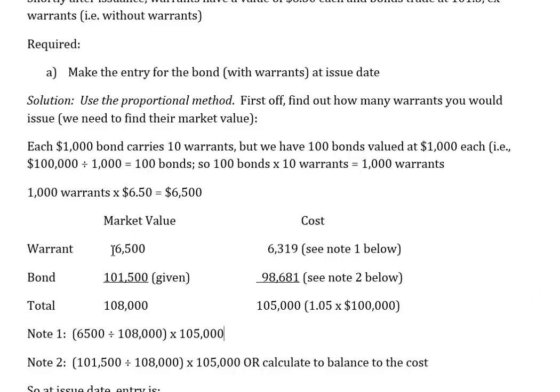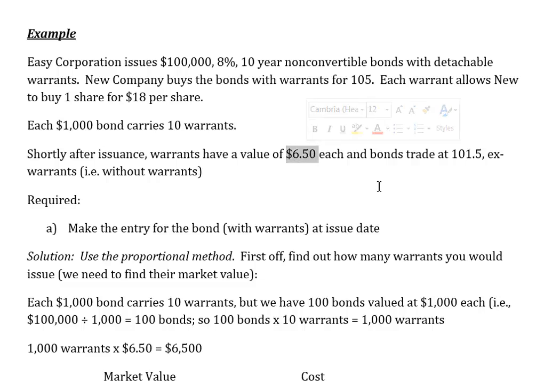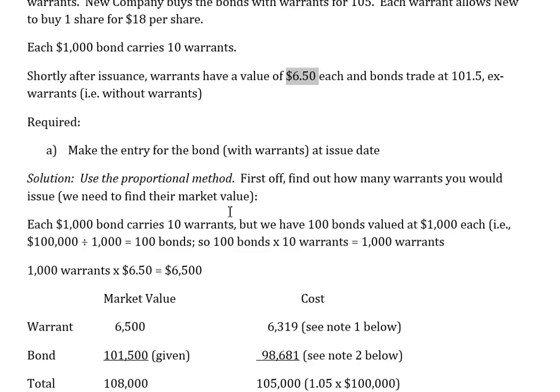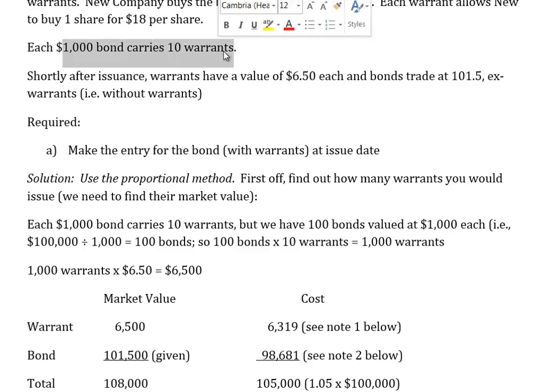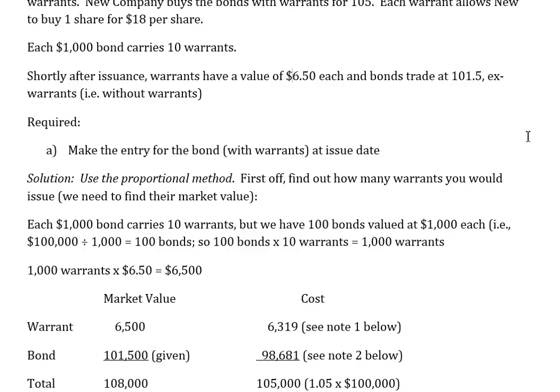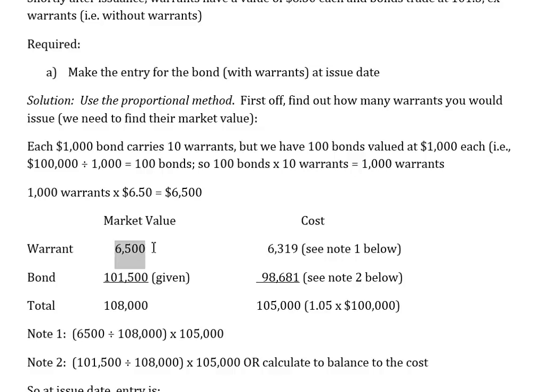In order for us to get the market value of the warrants, we need to know how many warrants we have, right? We already know the value of each warrant is $6.50, but to get the value of the warrants as a package, we need to know how many warrants we have. One thing we can use to help us calculate that is the fact that each $1,000 bond carries 10 warrants. So if we know how many $1,000 bonds we have, we can multiply it by 10 and come up with the number of warrants we have. We can take the number of warrants, multiply it by $6.50, which is the market value of each warrant, to get our total market value of the warrants only. So that's what we're doing.